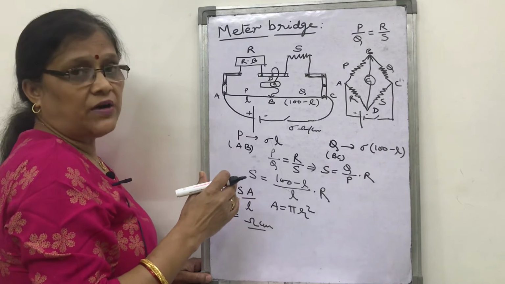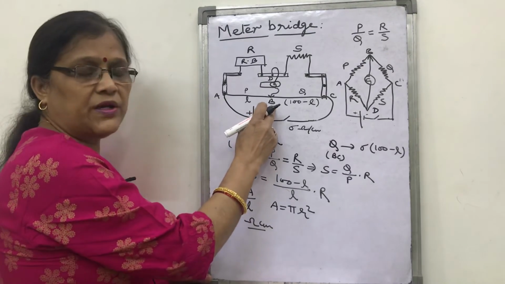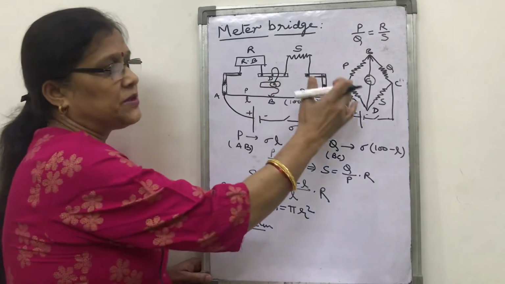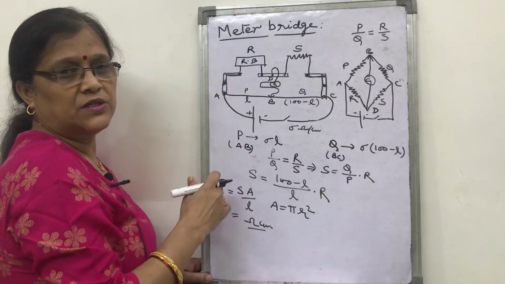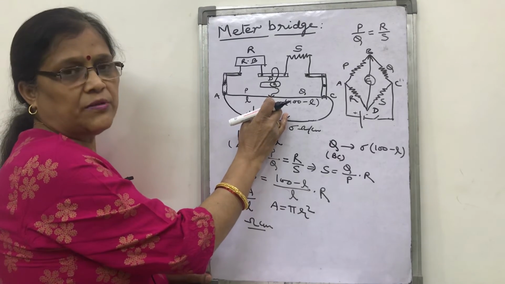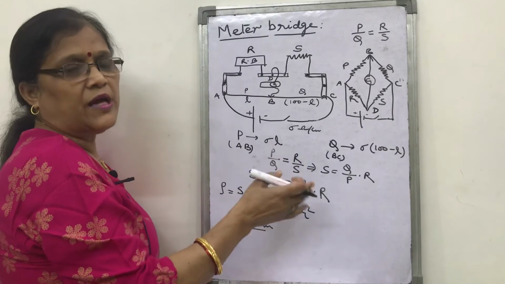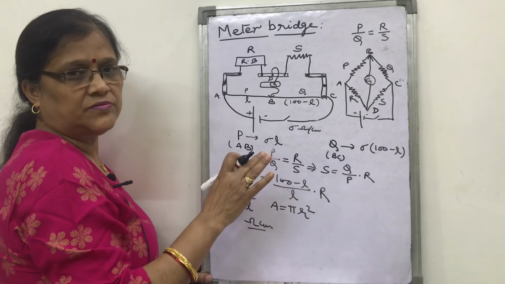A question for the Viva is asked: why get the null point in the middle, and what is the principle of Wheatstone's bridge? I told you that if you get the null point in the middle, it ensures the maximum sensitivity and minimum percentage error.